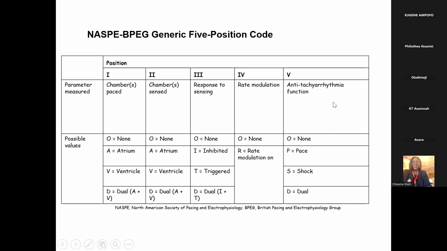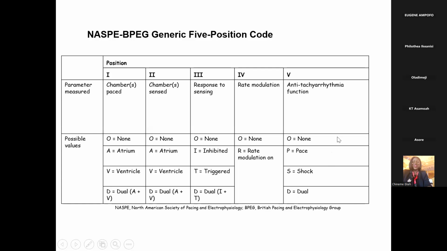So for the antitachycardia mode, we all know that when a patient has an ICD, it has the capacity to shock the patient, okay? So that is where this comes in. And an ICD also has the capacity to pace the patient, right? Good. So if you are doing both with the ICD, then it will be dual.